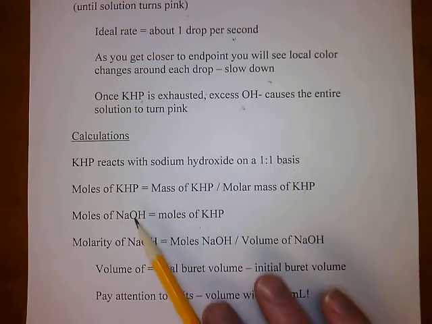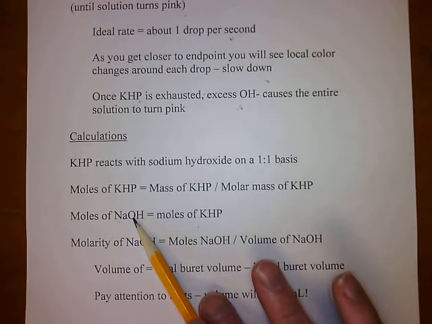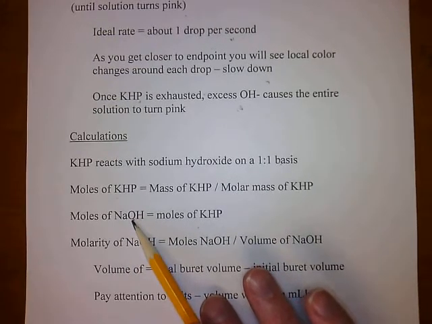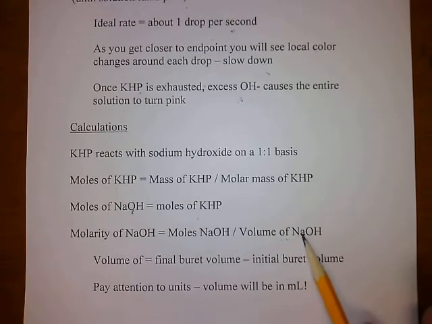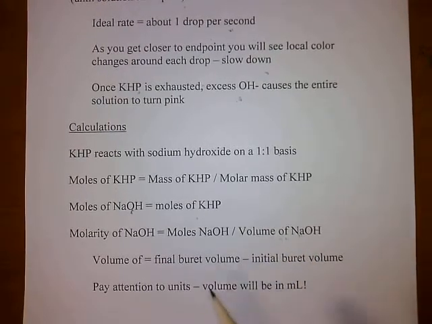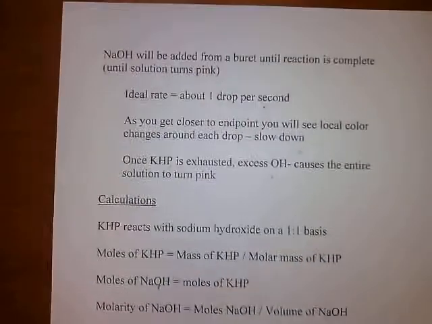So we're halfway there. We now know the moles of sodium hydroxide, but what we want is the molarity, which is the concentration, or moles per liter. So you divide that by the volume of NaOH that you titrated. And that is simply the final burette volume minus the initial burette volume. And of course you'll have to pay attention to your units, because molarity is moles per liter and your burette volume will be in milliliters. So you'll have to do a unit conversion on the volume.